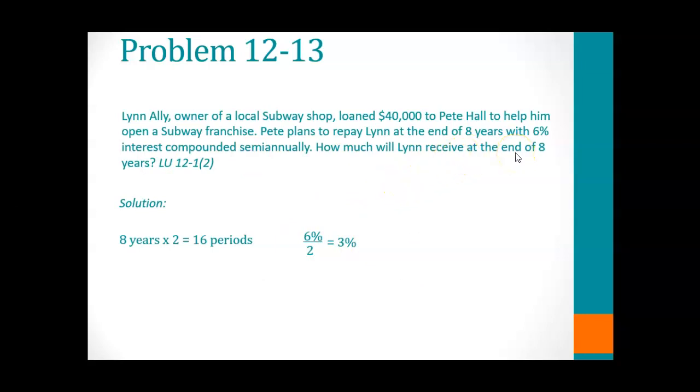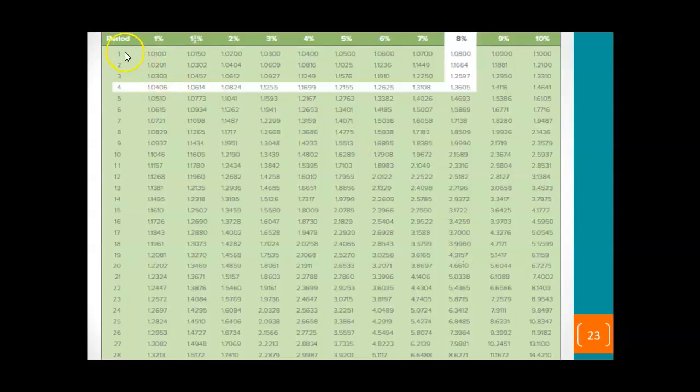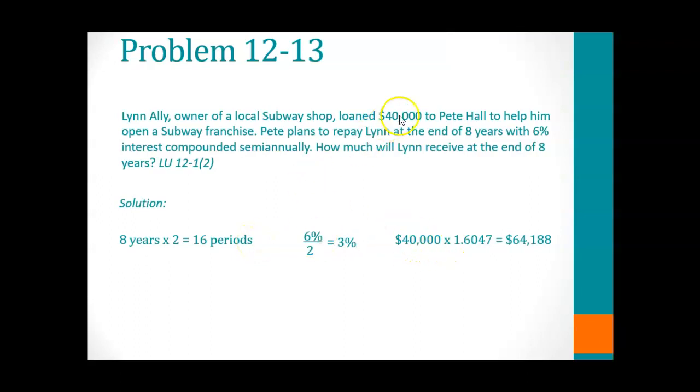We're looking for a future value. We're going to look up N is 16, I equals 3. So the factor is 1.6047. So if we look up N equals 16, I equals 3, there it is. 1.6047 is your factor. So now we'll take that factor times the 40,000. At the end of 8 years, Lynn is going to receive $64,188. That's not a bad investment.